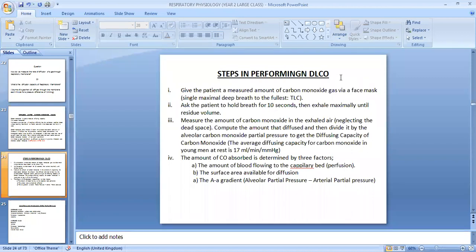Note, the amount of carbon dioxide absorbed is determined by 3 factors, which I've talked about. One, the amount of blood flowing to the capillary bed, that is perfusion. The more the perfusion, the higher the amount of carbon monoxide that is going to be taken. Two, the surface area available for diffusion. And three, the A-a gradient, capital A and small a gradient. When you hear the A-a gradient, it means the alveolar partial pressure minus arterial partial pressure.